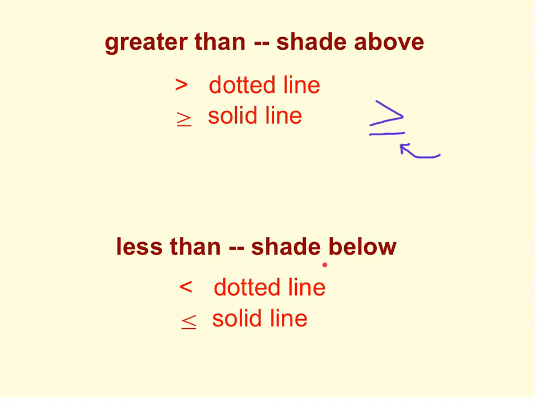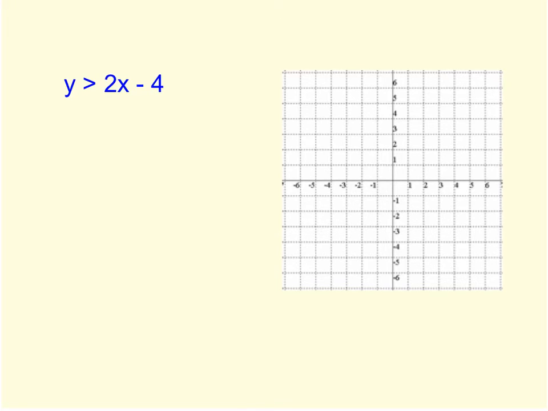Less than, you're going to shade below, and a less than is your dotted line, less than or equal to solid line. Alright, so let's go through how these work. We have y is greater than 2x minus 4. So we are already solved for y, meaning we can identify our slope and our y-intercept.